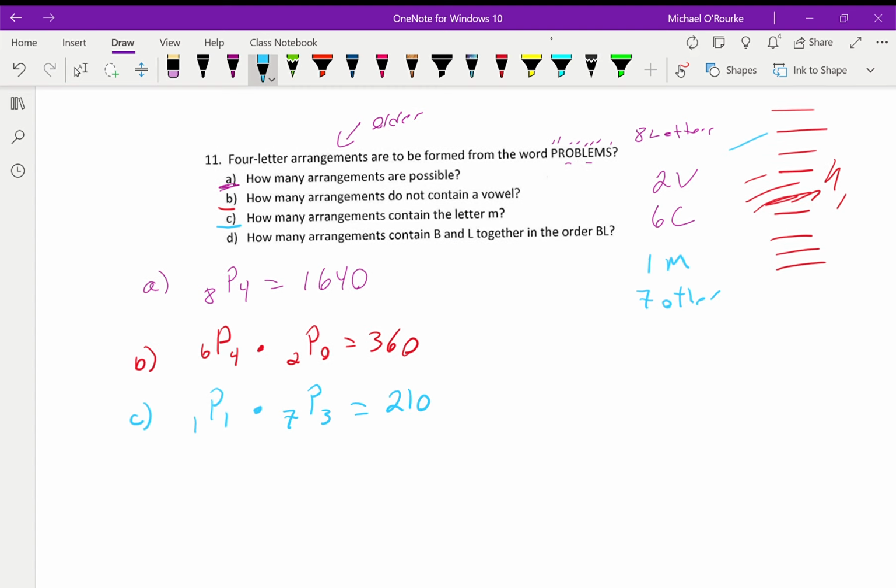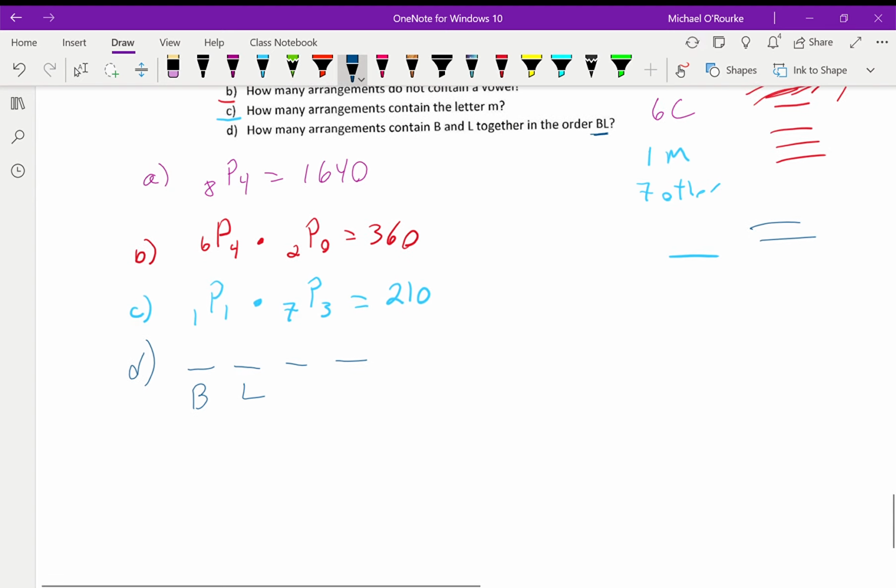And then, let's go with blue. How many arrangements contain B and L together in that order? Okay, in the order BL. I can think about this in a couple of different ways. I could think about it as 1, 2, 3, 4 slots. I want B and L together, so I'm just going to stick them here. They could go anywhere along those lines. I think it does matter here.